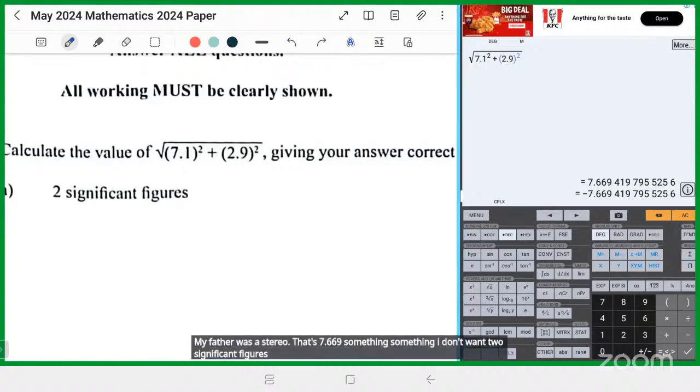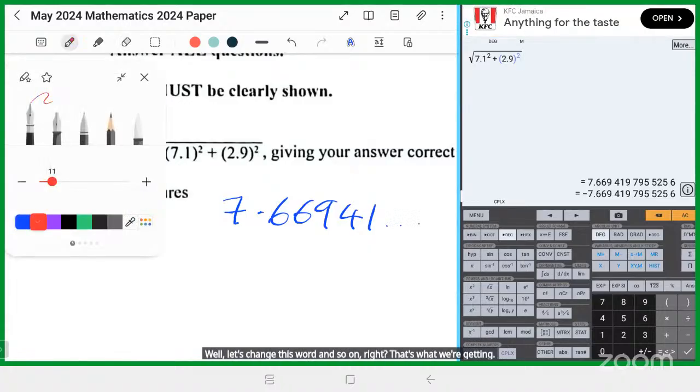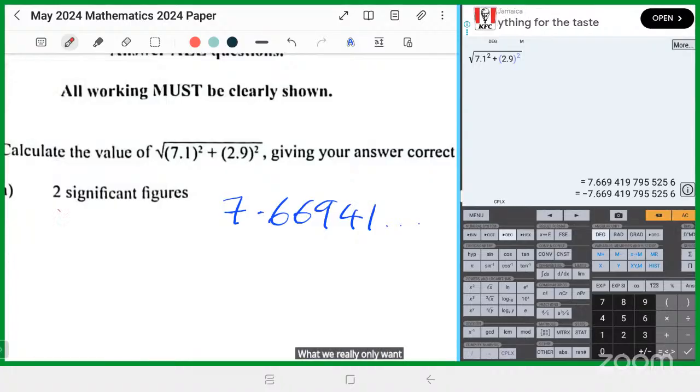So initially we are getting 7.66941 and so on. That's what we're getting. But we really only want two significant figures. Now, the first significant figure is the first non-zero value from left to right. So this is the first significant figure. This is the second significant figure. So we're correcting it to those two figures.